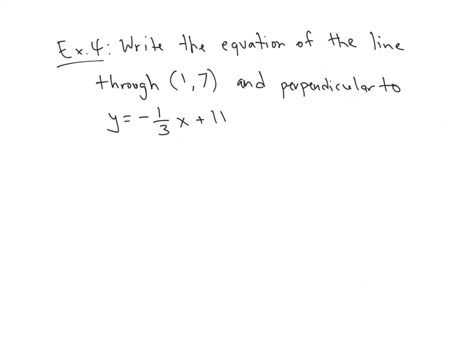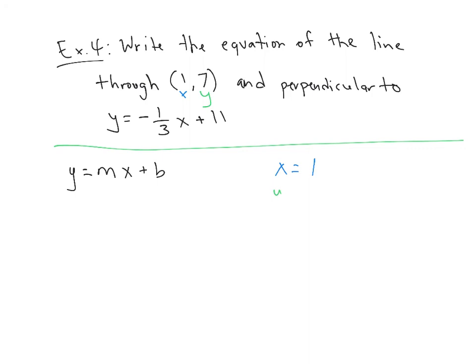All right, let's take a look at this last one, example 4. We're going to write the equation of the line through the point (1, 7) and perpendicular to y = -1/3 x + 11. Again, this should feel really similar to what we just did on the last screen. I know I'm going to want to write the equation of the line in y = mx + b form. Some key values here: I have an x value of 1, I have a y value of 7. And for my m, once I take the opposite reciprocal of -1/3 and turn that into a positive 3, I know that my m value is 3.